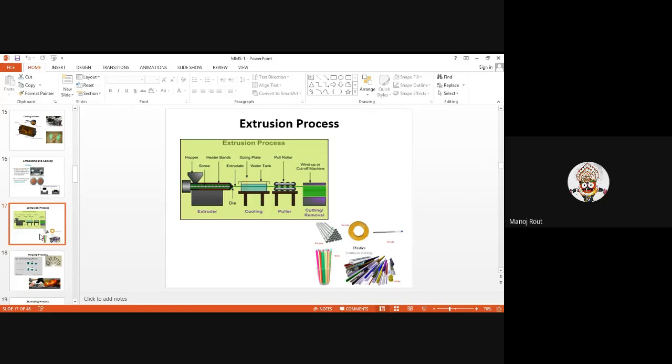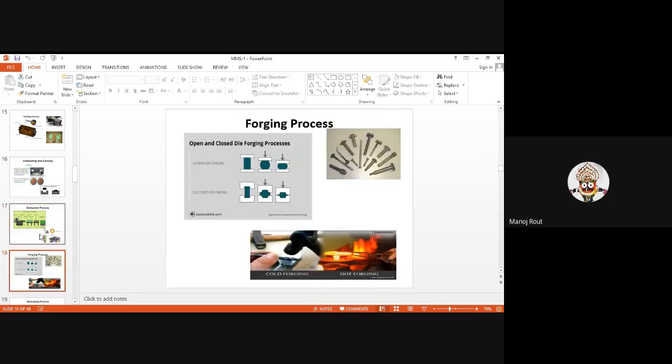The next process is known as the forging process. Forging is nothing but a simple hammering process, but it is divided into two types: hot forging process and cold forging process.